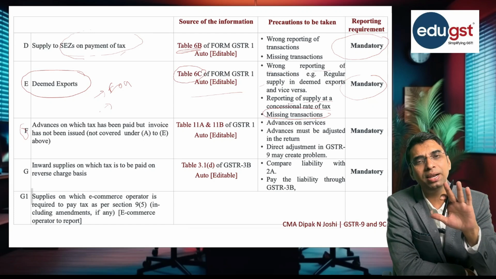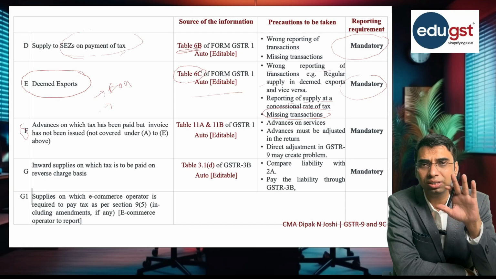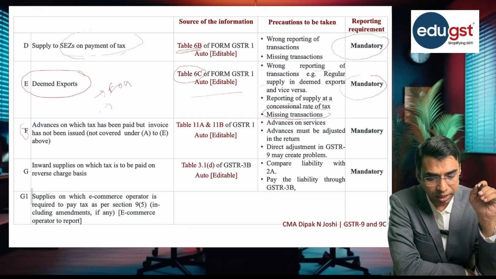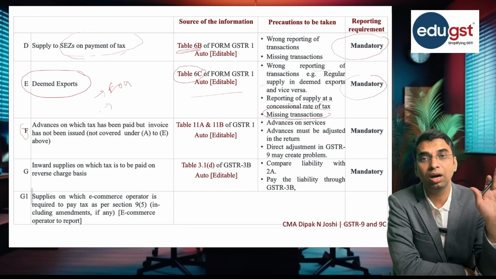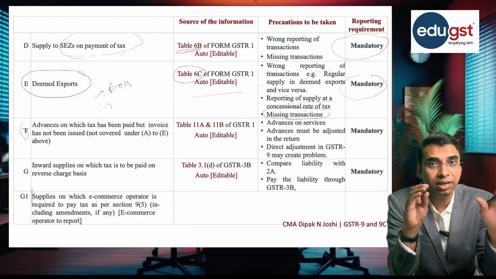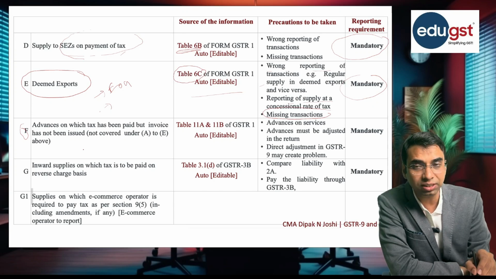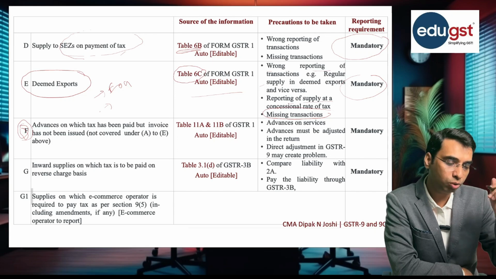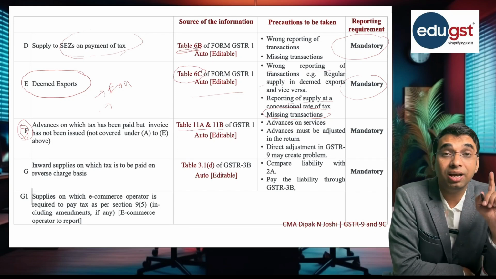This is specifically applicable in case of services because advance received on the supply of goods is not subject to the payment of tax, right? It is applicable only in case of services. So if there is any unadjusted advance, so advance is received, tax is paid, but invoice is not raised. In that case, you are required to provide the information of that unadjusted advance in table number 4A. Now, how to get this information? You can get this information from table 11A and 11B of GSTR 1.